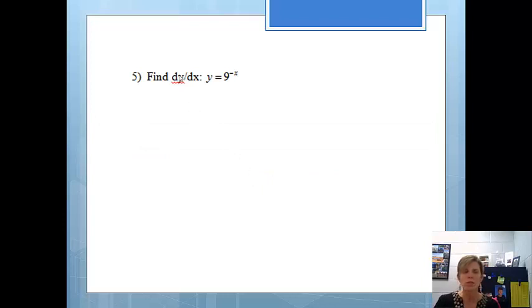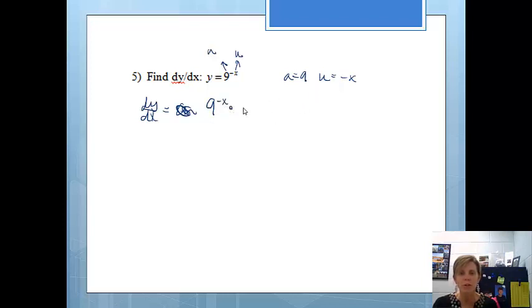Okay, let's do a couple examples. This says to find dy dx of y equals 9 to the negative x. So again, we have our base other than e. It is a constant, which is great. So this is going to be our a value, and this is going to be our u value. So a will equal 9, u will equal negative x. So when we're taking the derivative, dy dx will equal a to the u, so it's going to be 9 to the u, and then times du. Well, the derivative of negative x will be negative 1, and then times the natural log of a, so natural log of 9.